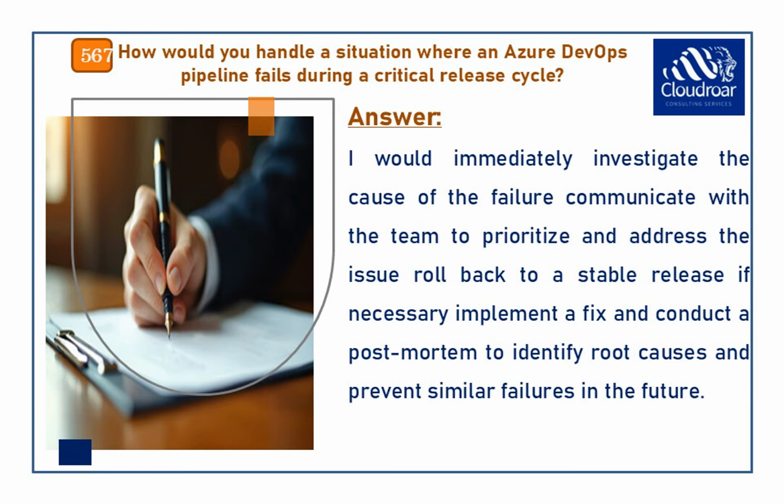Question 567. How would you handle a situation where an Azure DevOps pipeline fails during a critical release cycle? I would immediately investigate the cause of the failure, communicate with the team to prioritize and address the issue, roll back to a stable release if necessary, implement a fix, and conduct a postmortem to identify root causes and prevent similar failures in the future.